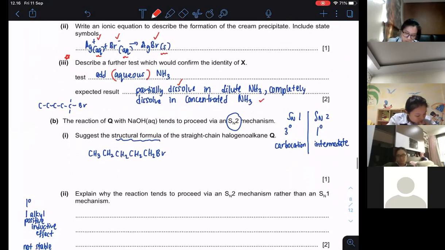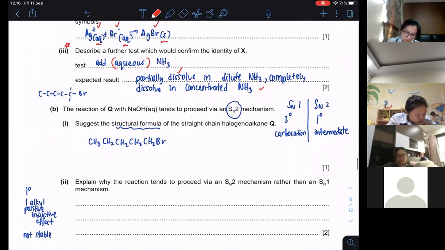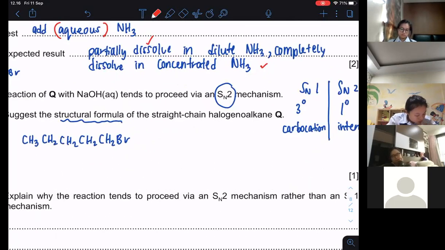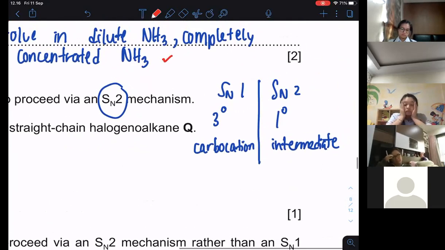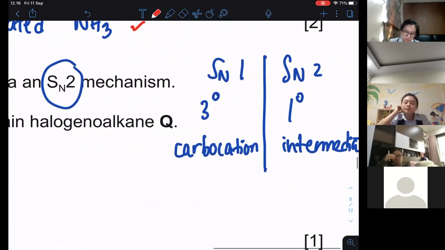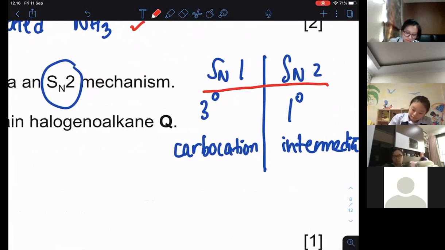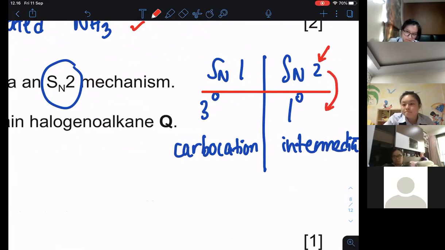Now, the reaction of Q with NaOH tends to proceed with an SN2 mechanism. When it comes to the SN2 mechanism, please remember this is nucleophilic substitution. We have two types of nucleophilic substitution, SN1 and SN2. How to remember? Do remember, the bigger number goes with the smaller number, and the smaller number goes with the bigger number.